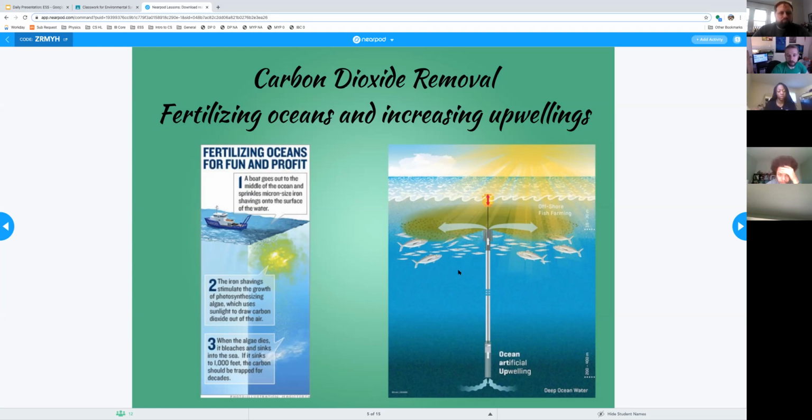Increasing upwellings is something really interesting as well. There's a lot of nutrients at the ocean floor because lots of things die. If you can increase upwellings of those deep ocean nutrients by using air or something else, you can basically suck it up to the top. You increase those nutrients, and so you can stimulate algal growth, and you can also feed your fish. But yeah, this one is less focused on carbon dioxide. The other reason to do this would be to stimulate algal growth so that you have eutrophication happening.